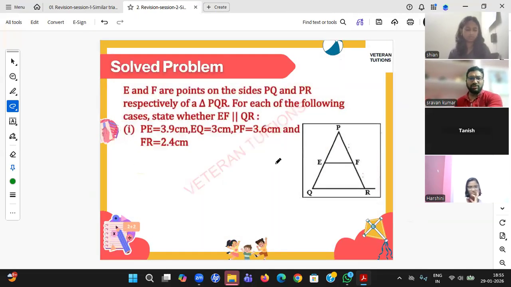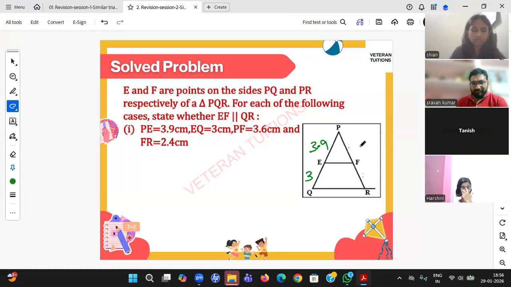Yeah, do this question, student. Read this question. He has given some measurements. PE is 3.9, EQ is 3, PF is 3.6, FR is 2.4. Now what is he asking? He is asking whether they both are parallel or not. Student, he has not given parallel. He has given some ratio, and you know if this ratio is equal, they are parallel. Check whether the ratio is equal or not. And you know what ratio I am speaking about. Converse BPT statement.